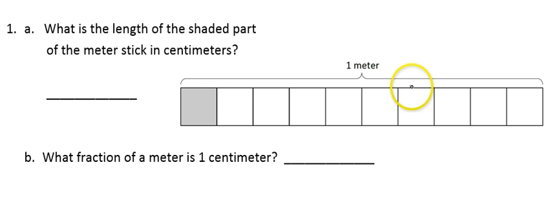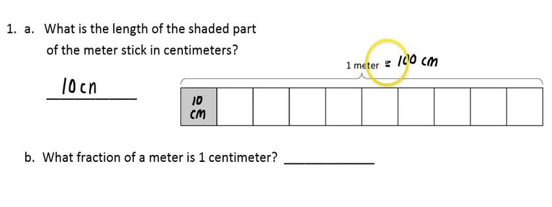So I have a tape diagram that represents 1 meter. What we need to remember is 1 meter is the same as 100 centimeters. Since my tape diagram has been divided into 10 equal sections, then each section would be 10 centimeters. That would give me 100 centimeters in all. So the length of the shaded portion in centimeters is 10 centimeters.